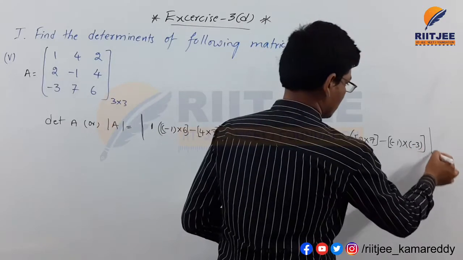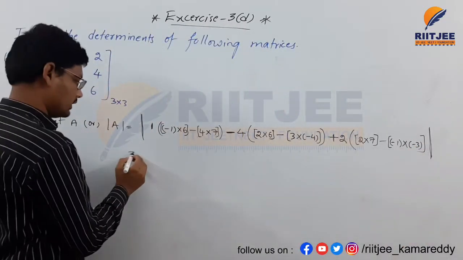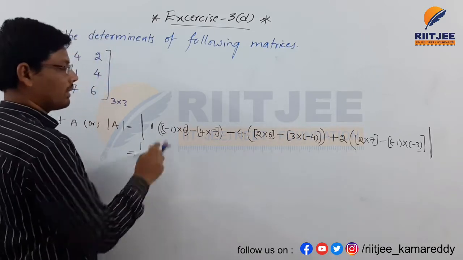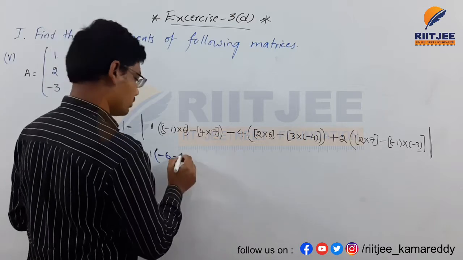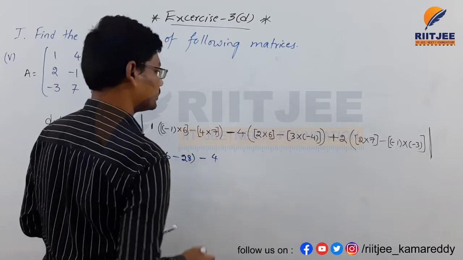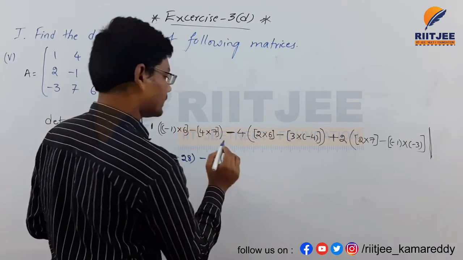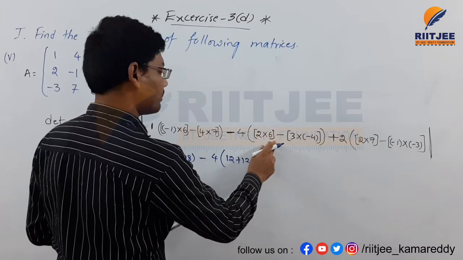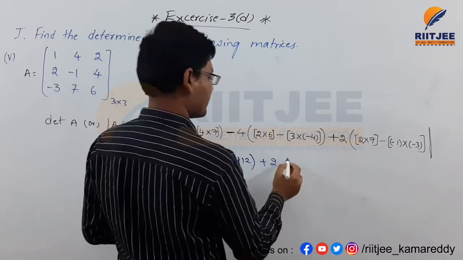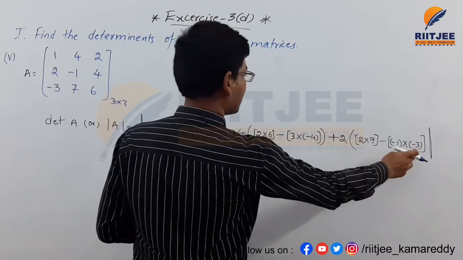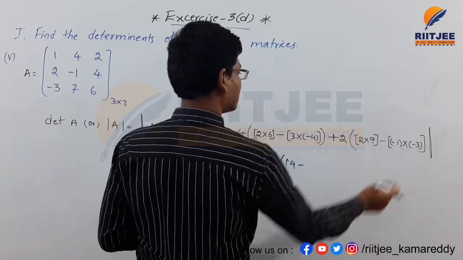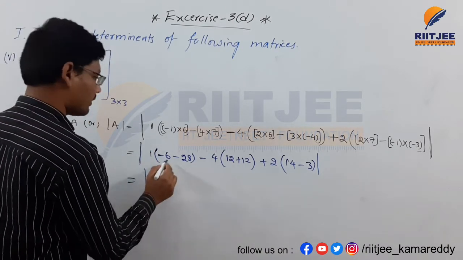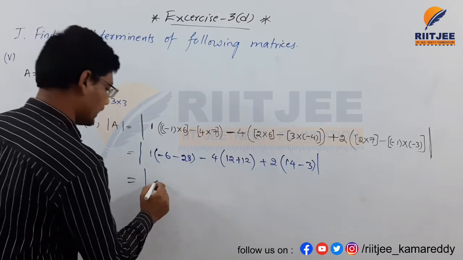The modulus is closed here, and this is equal to mod of 1 into (minus 1 into 6, that is minus 6, minus of 4 into 7, that is 28), minus of 4 into (2 into 6, that is 12, minus 3 into minus 4, that is plus 12, minus into minus becomes plus), plus 2 into (2 into 7, that is 14, minus into minus becomes plus 1, that is plus 3). And the modulus is closed here.